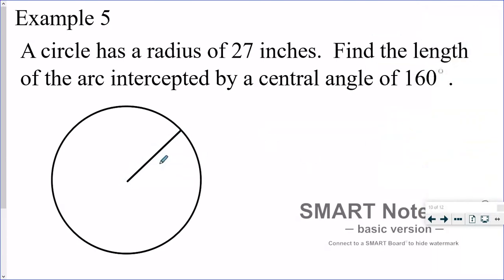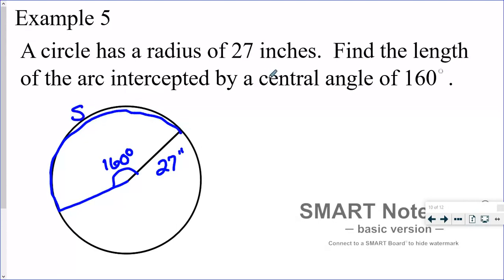Alright, so I know this is 27 inches. Find the length of the arc intercepted by a central angle of 160 degrees. Okay, so we can just estimate this at 160 degrees, and we want to find this. Alright, and this is S.